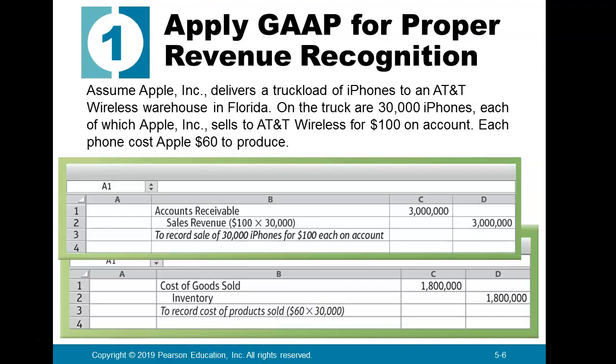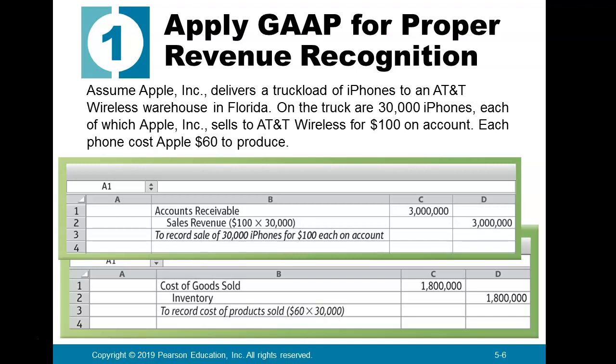Here we have an example. You have an organization that is going to deliver some iPhones to AT&T in Florida. The truck has 30,000 phones, and AT&T is purchasing them for $100 each on account, meaning AT&T is not going to give them cash at the time of this sale. They're going to pay for it with an extension of an IOU, in this case a receivable.